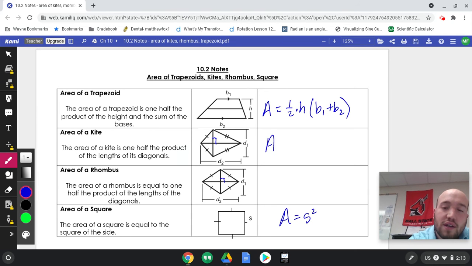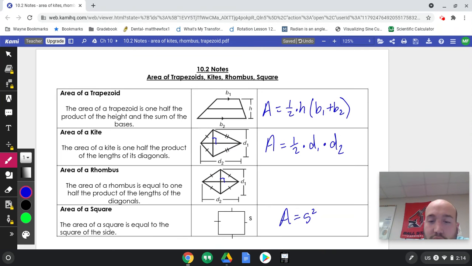So instead we can combine it and do 1/2 times diagonal 1 times diagonal 2. The good thing is it doesn't matter which diagonal you choose as 1 or which one's 2, as long as you have both diagonals. And with a rhombus, we'll have the same exact formula.